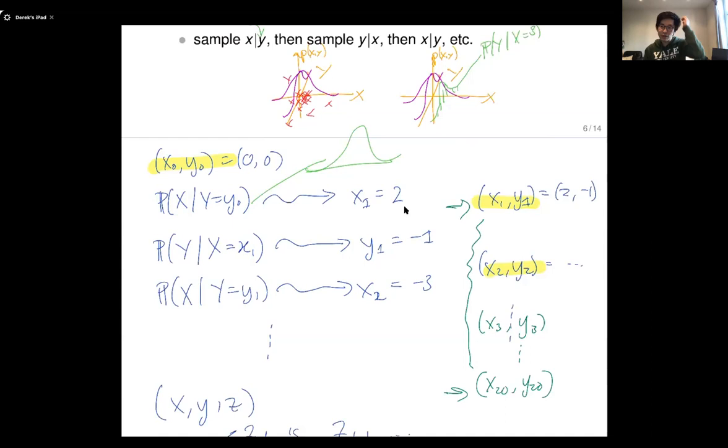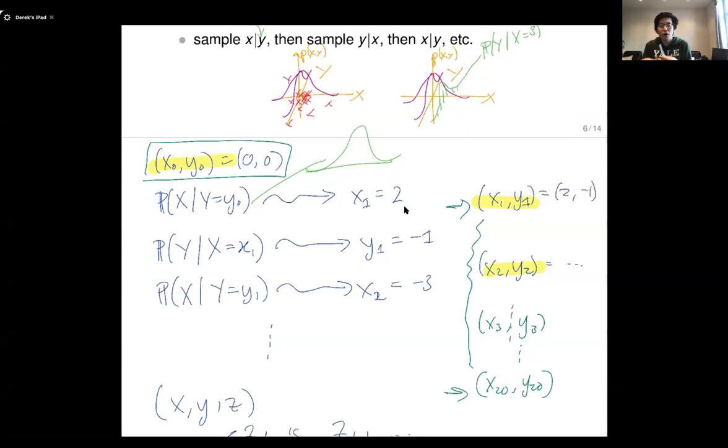So that's one way to reduce the issue of dependency through this Gibbs sampling procedure. The other issue that is important to note is that here we have this initial point, and whichever point you start on is potentially going to affect the trajectory of your points, and you want your points to be independently sampled, right?